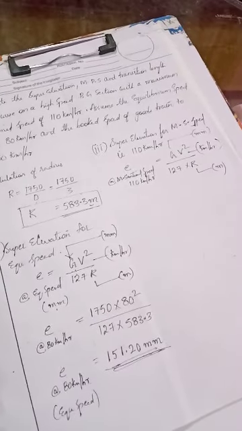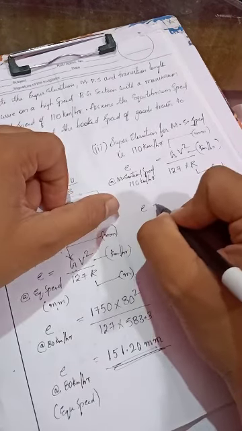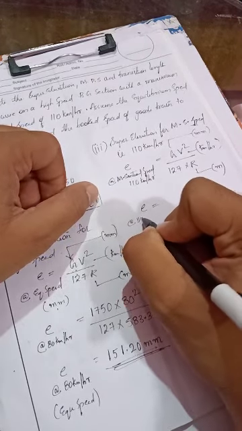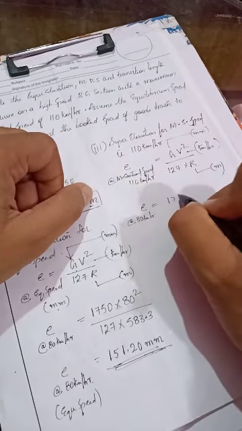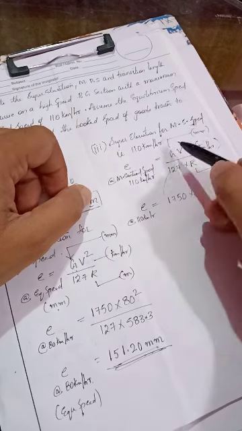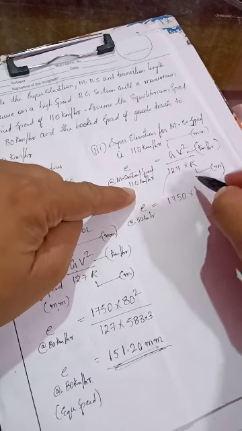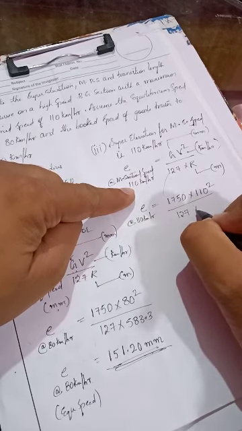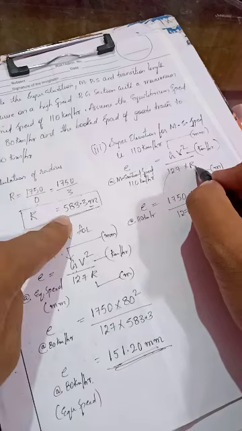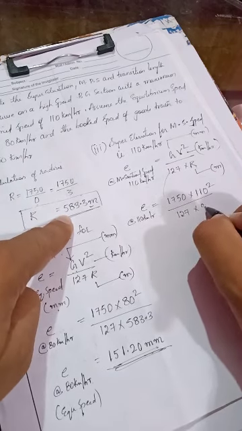G is in mm. Super elevation for maximum sanctioned speed, that is nothing but 110 km per hour. Now let us start calculating E at the rate of 110 km per hour. E is nothing but G into V squared by 127 R, that is 1750 into 110 squared by 127 into R, where our radius is 583.3.